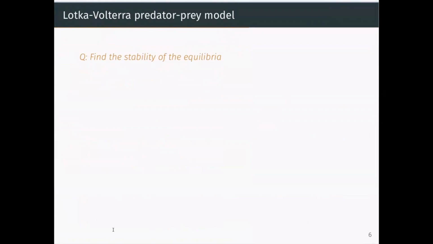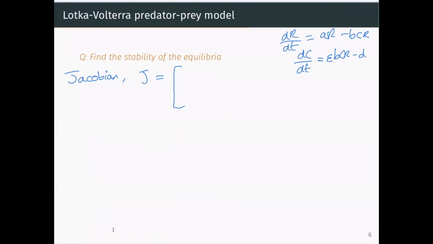So if you recall, when we looked at our resource competition model to find our stability, we needed to think about our Jacobian. So let's first of all find our Jacobian matrix J. So we're taking the partial derivatives of our equations, and I'll write them up here just so we've got them. So we have dR/dt equal to AR minus BCR, and dC/dt is equal to epsilon BCR minus dC. So the first term in our Jacobian, we're going to take our partial derivative of dR/dt with respect to R. So we're going to get a minus BC. In the top right, we take our partial derivative of dR/dt with respect to C. So you get minus BR.